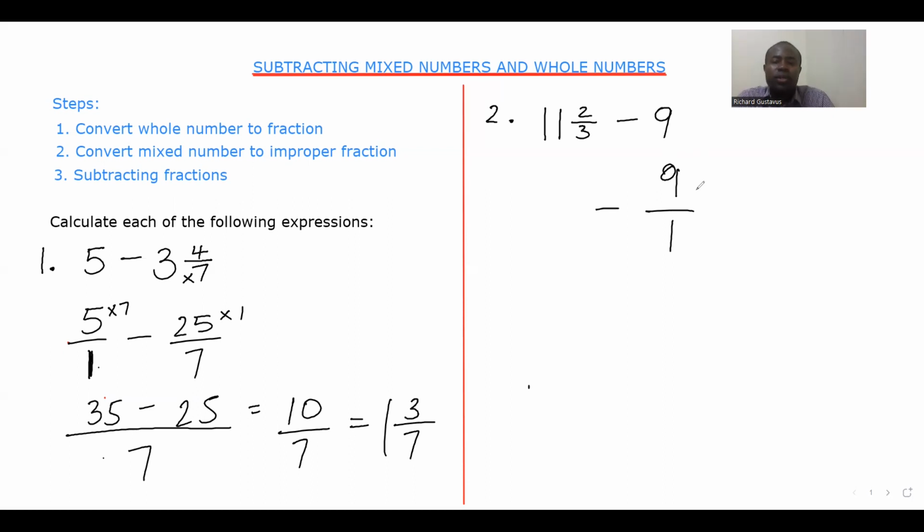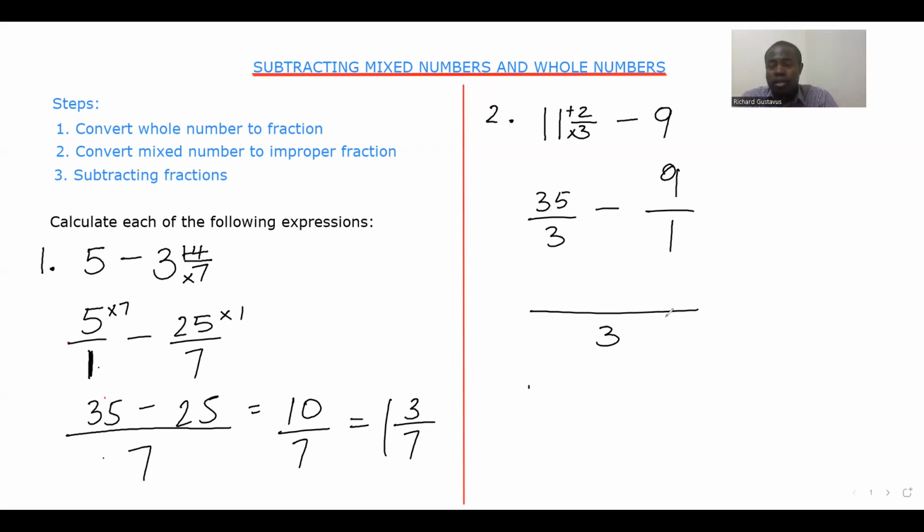Afterwards, we're going to convert our mixed number to an improper fraction. We do that by multiplying the denominator by the whole number. So it's 3 times 11. That gives us 33. Then we add that product to the numerator, and that will give us 35 over 3. Now we need a common denominator. Now we have 3 and 1. The common denominator of 3 and 1 is just 3.